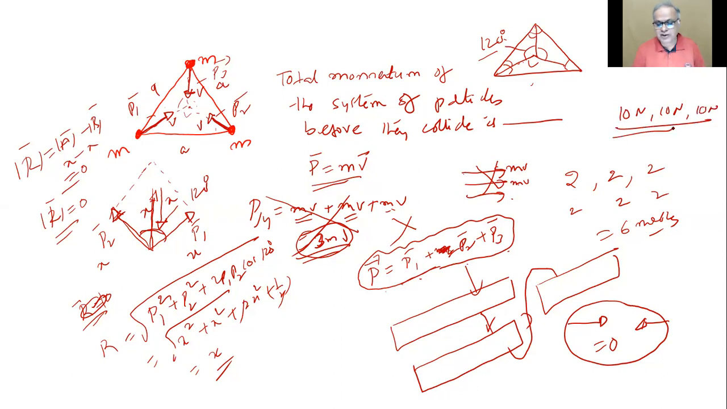Because of a 1 or 2 days gap, you forgot everything. 10 and 10 resultant is minimum 0, maximum 20. The third can produce a 0 resultant with this. If 10 and 10 are acting at 120, the resultant is 10 again. This 10 can be opposite to this 10. That will happen in this case, for example. So Enoch, tell me, MV plus MV plus MV, 3MV is wrong and 0 is correct.